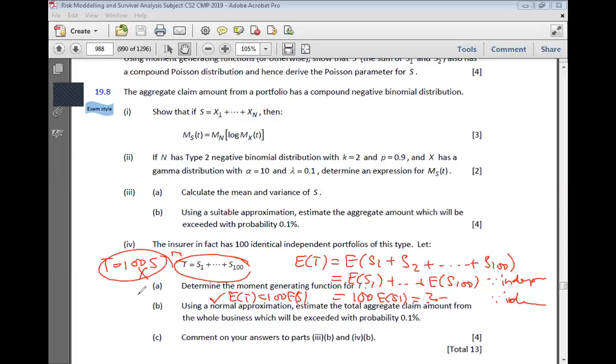Ma'am, then can we do the same thing for variance, like 100 square times variance of S? Or no?